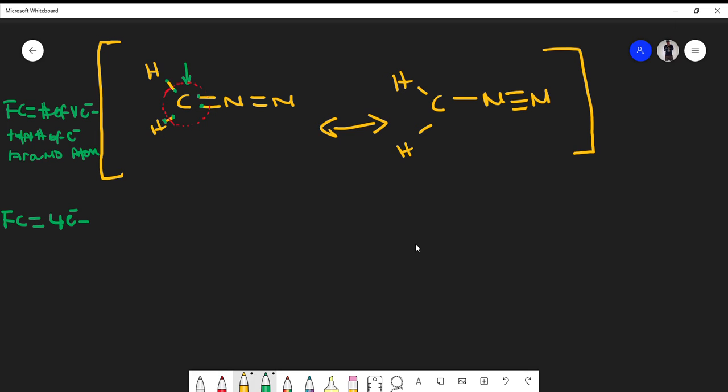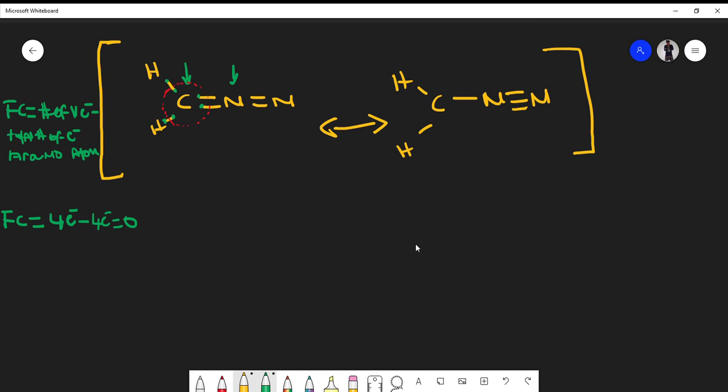So in this case, I have 1, 2, 3, 4 electrons in there, right? And so in this case, that would be 4 minus 4, which would be 0. And so this carbon here is actually neutral.